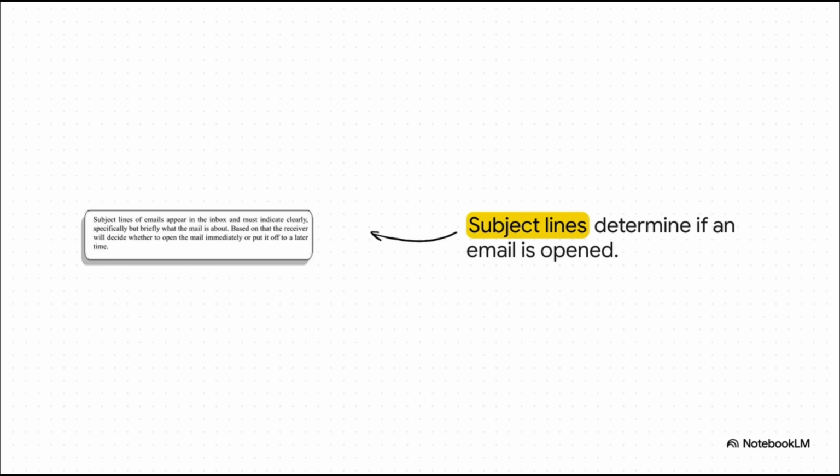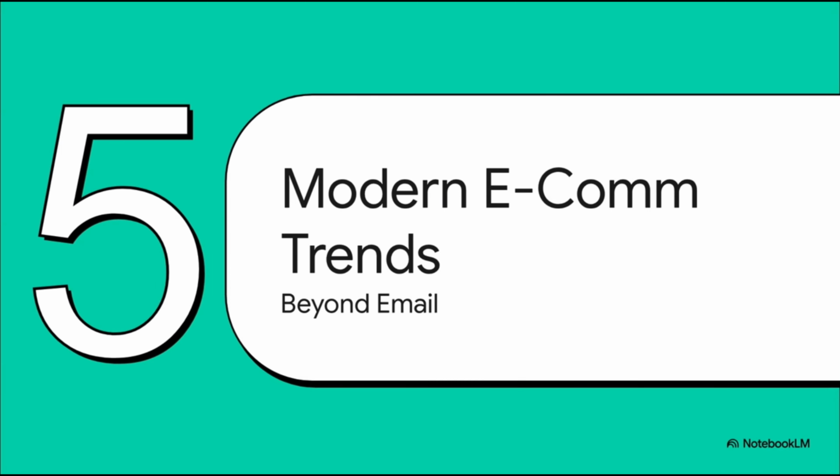It has to indicate clearly, specifically, but briefly, exactly what the email is about. For example, request for meeting on Friday, or follow up on marketing decision. A vague subject line is quite literally a guaranteed way to stall a professional relationship. Finally, we arrive at Section 5, Modern E-Communication Trends.